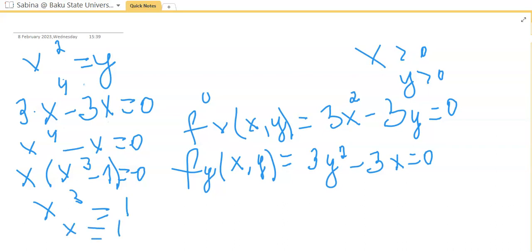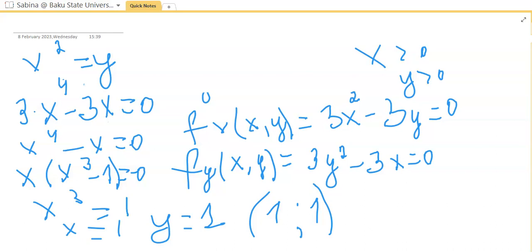Then we found that x is equal to 1. Then we easily can see that if x is 1, then 1 squared is equal to 1, then y is also 1. We found that x is equal to 1, y is equal to 1, then that is our stationary point. Stationary point is also called critical point. We get that (1, 1) is our stationary point.